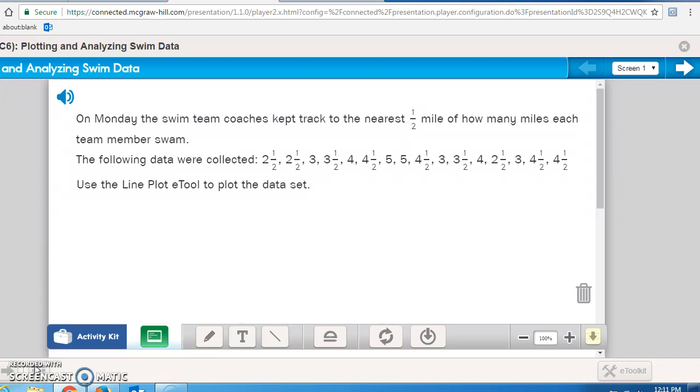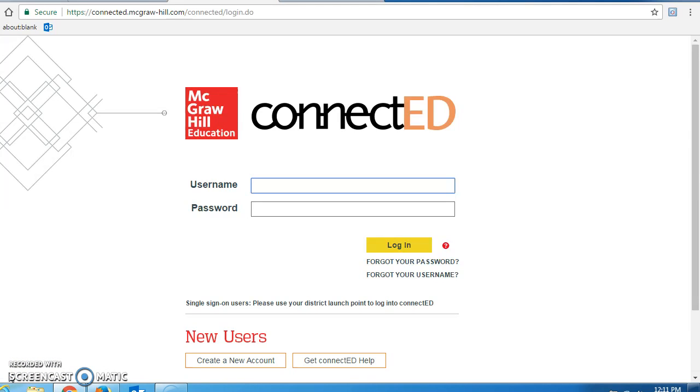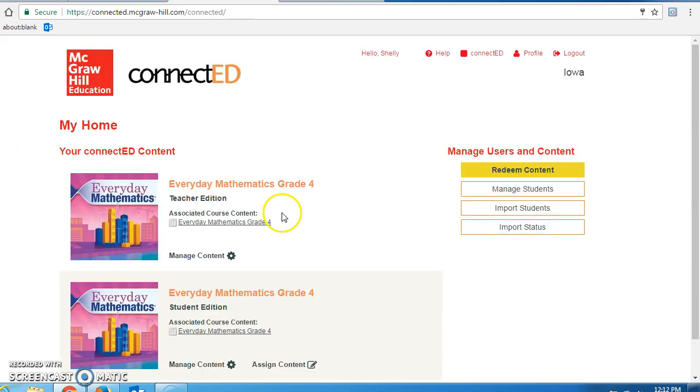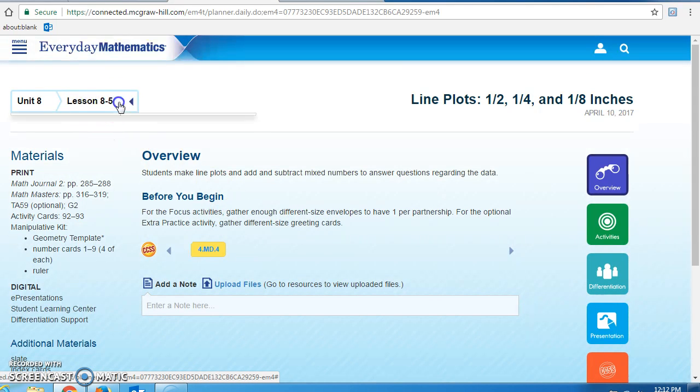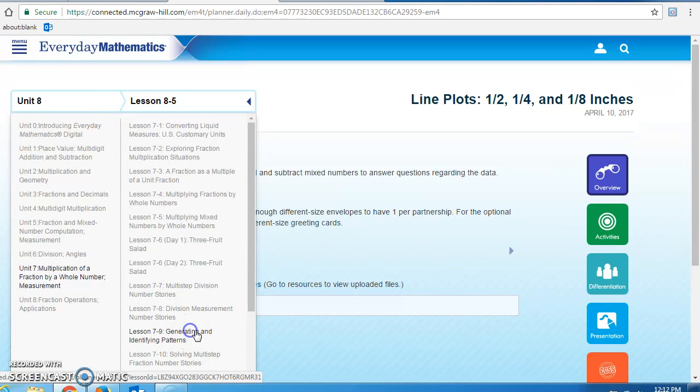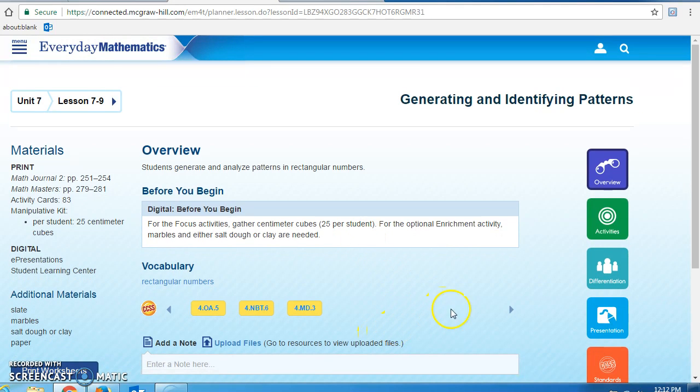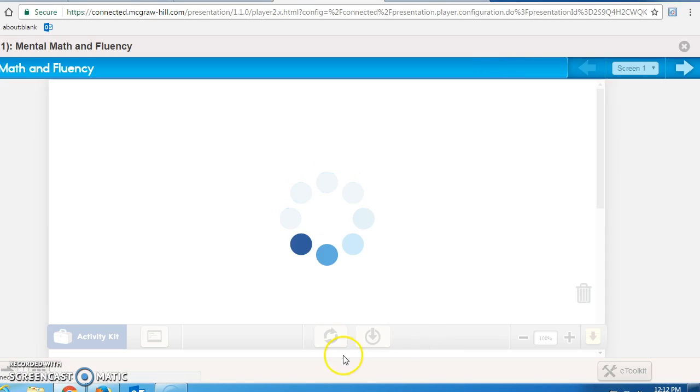Use the line plot e-tool to plot the data set. Well, instead of you doing that, you actually have the line on your Math Journal page, so I want you to just use that to plot the data points. Go ahead and you can pause the recording now if you need to and plot those points. If not, I'm going to continue and read the next set to you. Sorry, I'm continuing to talk because it's still information that you're going to need. And I'll finish reading the page for you.